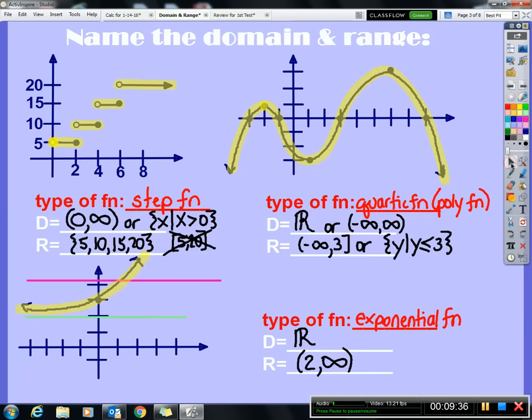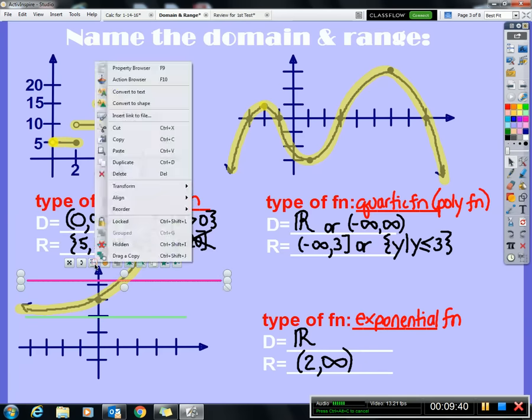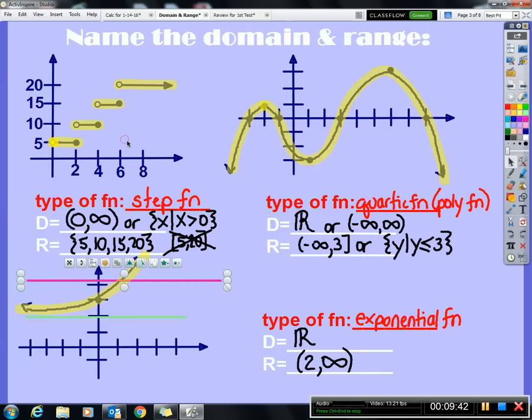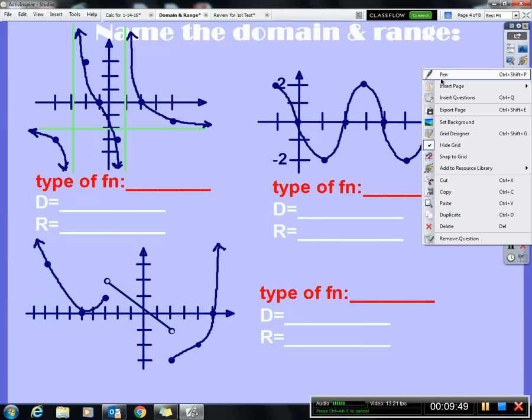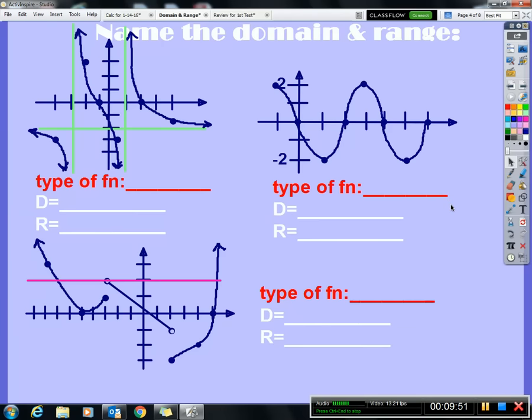So let's do about 3 more examples. I'm going to try to use handy dandy technology magic and see if I can make this work. There we go. So I'll use that whole pink line thing on these.